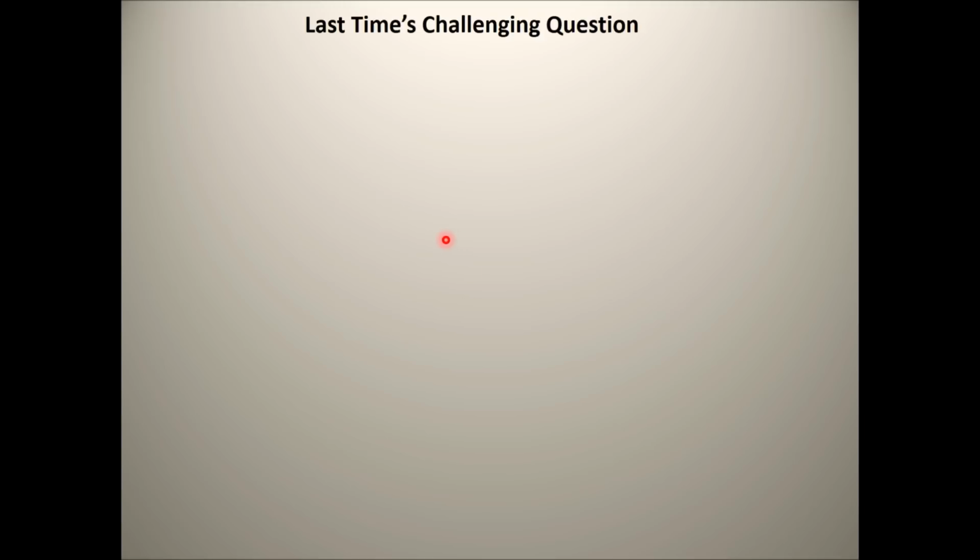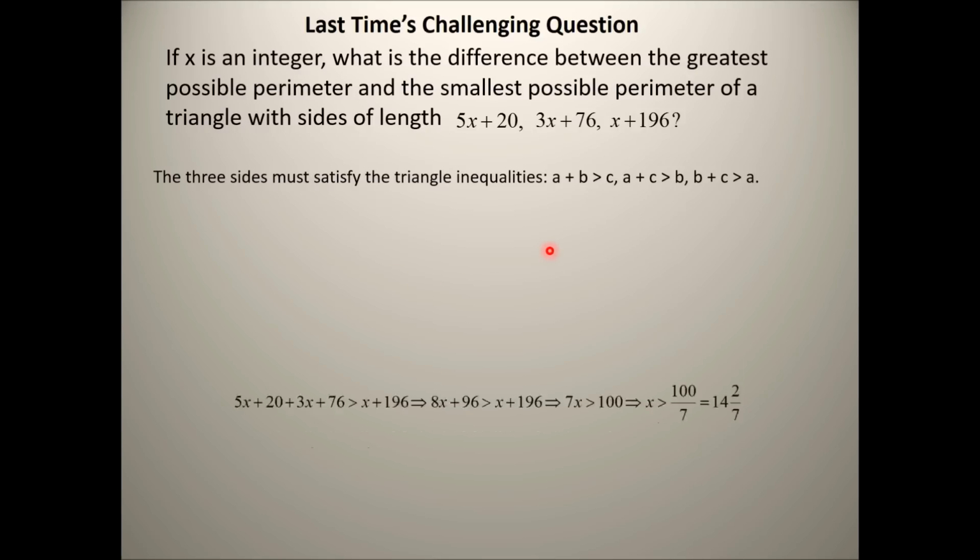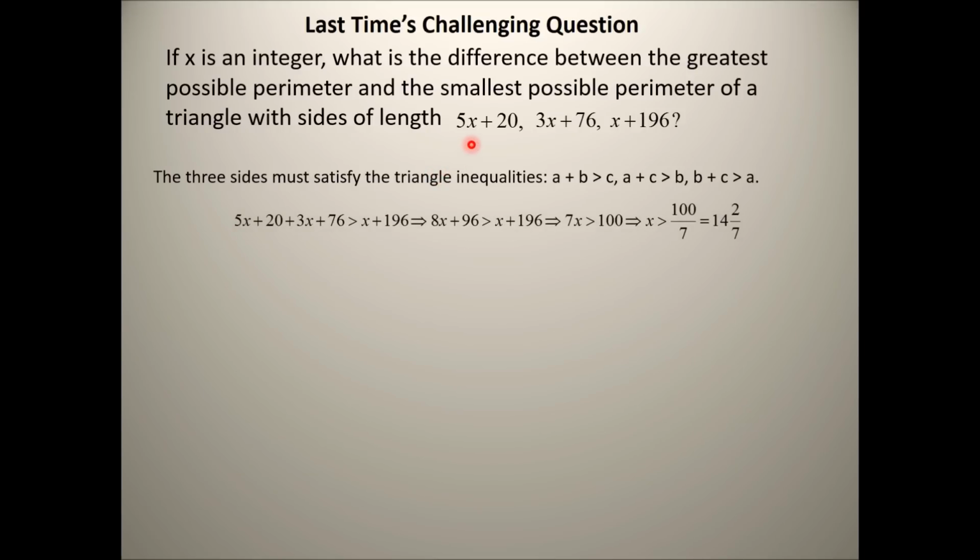So, for last time's challenging question, if x is an integer, what is the difference between the greatest possible perimeter and the smallest possible perimeter of a triangle with sides of length 5x plus 20, 3x plus 76, and x plus 196? Now, the three sides must satisfy the triangle inequalities and have them be true. So what we're going to do is simply substitute these in.